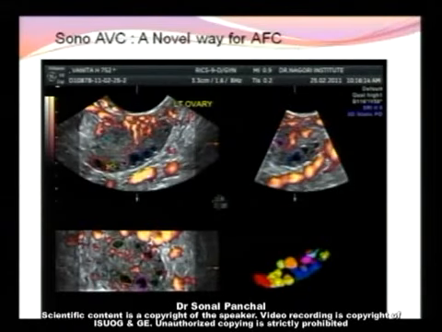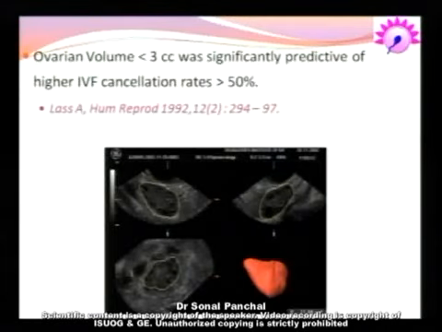And of course, sono-AVC is, I would say, a time-saving way of knowing the total number of antral follicles, especially when there are multiple. If they're up to, say, 12, it's not a problem. With 12 to 15, you can just scroll on 2D and find out how many there are. But especially in PCO patients, when there are multiple small follicles, you are likely to make mistakes. And it's always better to make proper use of the technology.